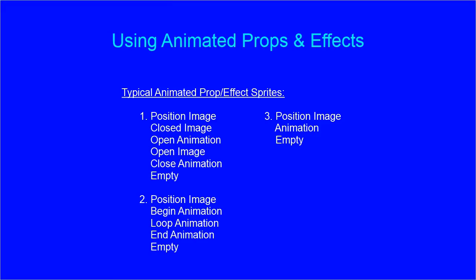An animated prop or effect will have a set of sprites that will be set up for the particular usage of that animation. One would be an open and close, like we saw in the dish cover, where it had the open still, the close still, then the open animation, the close animation. There's always the empty sprite, and then sometimes there's also a position image, which is a crosshair showing where you can place it, as we saw in our second example, where that one had the position image, it had the begin animation, the loop, and the end animation, as well as the empty sprite.